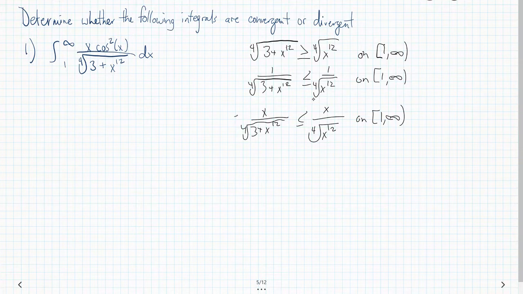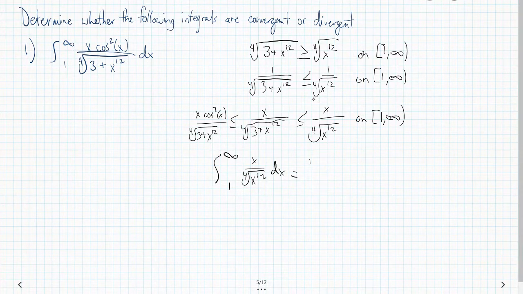So moving forward from this spot, remember, if I multiply x by cosine squared x, the maximum that could be is 1, so this thing is larger than this integral. So you have this over the 4th root of 3 plus x to the 12th. So now, let's take a look at the integral from 1 to infinity of x over the 4th root of x to the 12th dx.